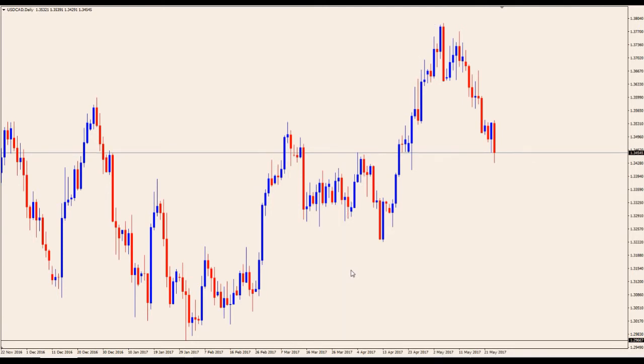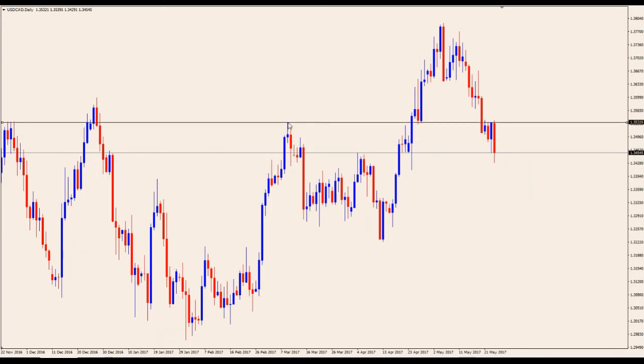We can draw one in the exact opposite manner. Let's start with this top. So we're going to move our horizontal line right here because this is where we're starting. Then we take our trend line and move it all the way down right there. And then we get our vertical line.